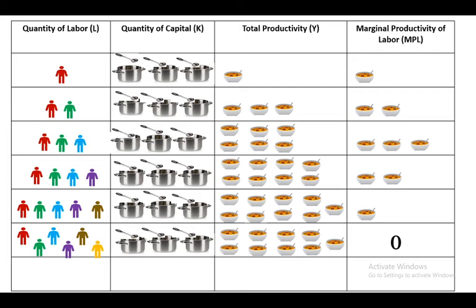And why is it happening? Because you are adding more and more labor to a fixed quantity of capital. So every successive labor is not getting enough space, enough opportunity to perform. So marginal productivity is falling, right? Total productivity is increasing at a slower and slower rate. Marginal productivity is falling, right?